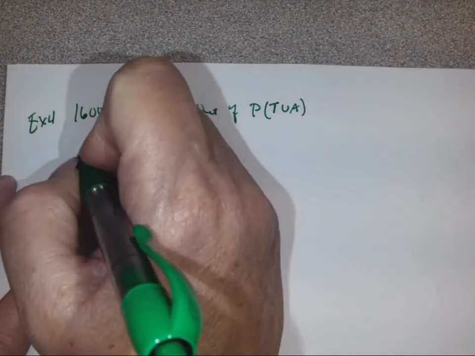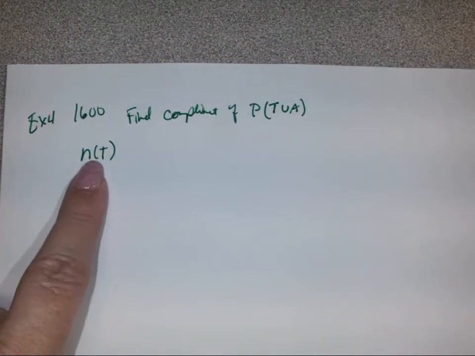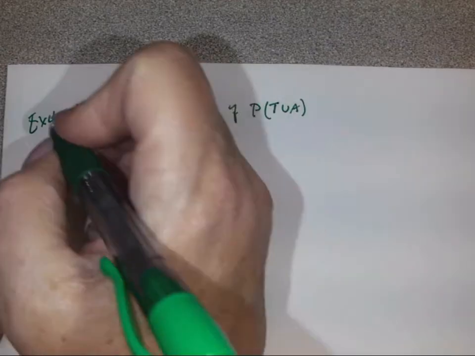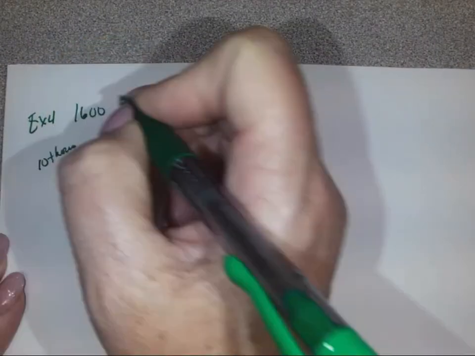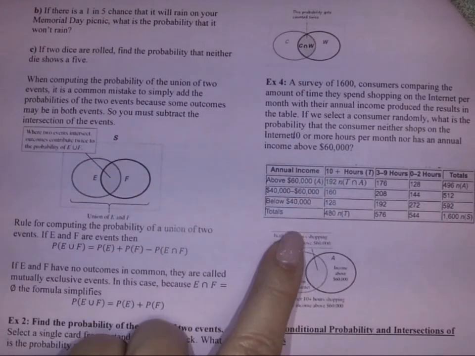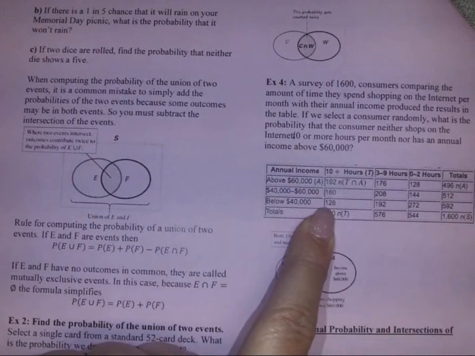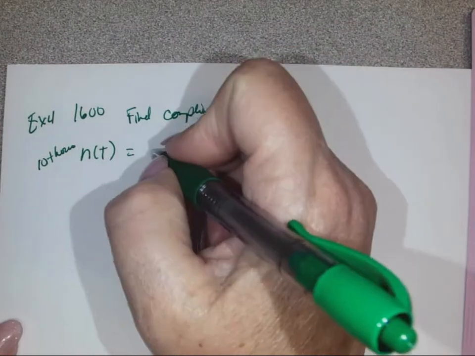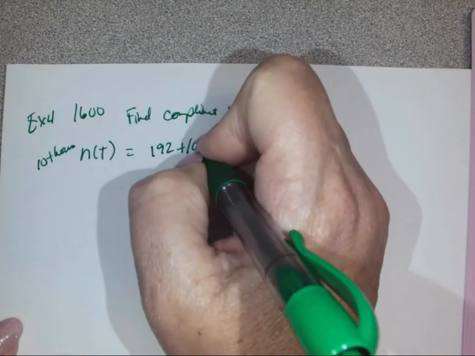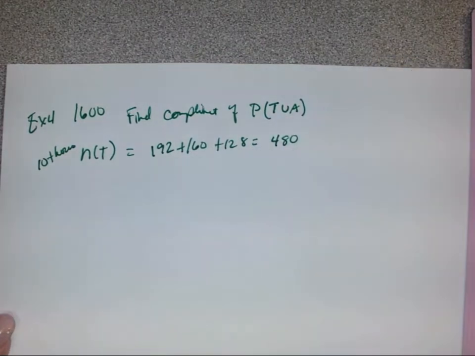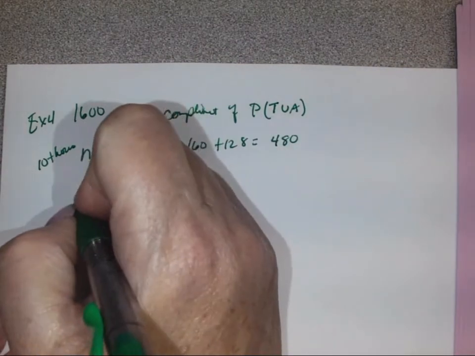All right, so if we look at N of T, that's the number of the 10 plus hours. If we look at 10 plus hours, we can see it's 192, 160, and 128. Those are all getting added together, and it's added for you in the chart, but I want you to understand where the values are coming from. If we add those all together, we're going to get 480.